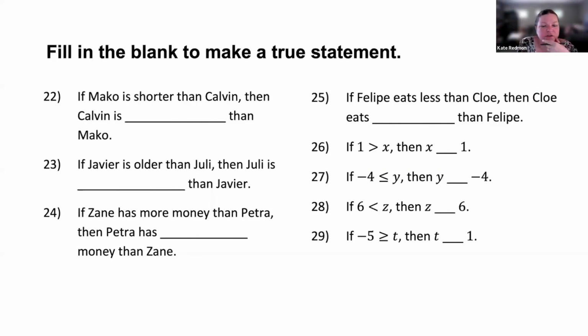Number 22 through 29 just asks us to fill in the blank to make a true statement. Number 22, if Mako is shorter than Calvin, then Calvin is what? Then Mako. Well, what do we know to be true? Well, if Mako's short, then Calvin, he's tall. So Calvin must be taller than Mako.